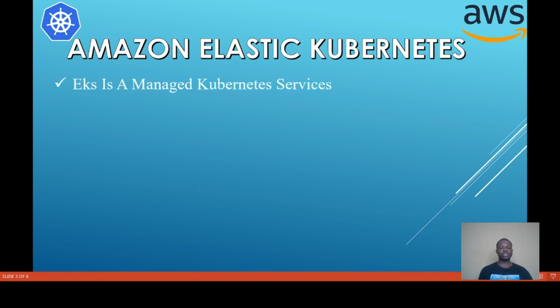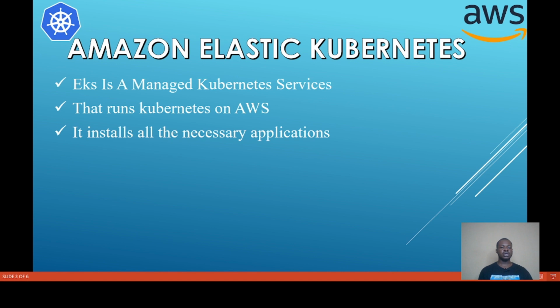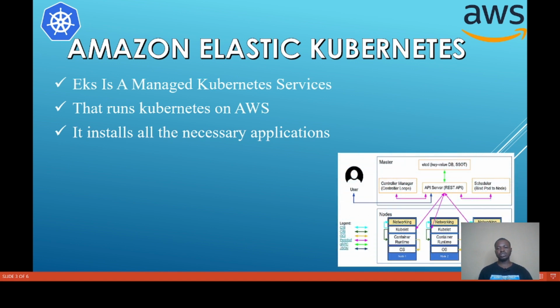EKS is a managed Kubernetes service that runs on AWS, and since it's managed, meaning that you don't have to run most of the applications and pods, especially manage the API servers, the etcd, the controllers, how they are being run. You don't have to start worrying yourself about that. And it installs all the necessary applications, including the controller managers, the schedulers, even the kubelets and the container runtime. So you don't need to bother yourself.